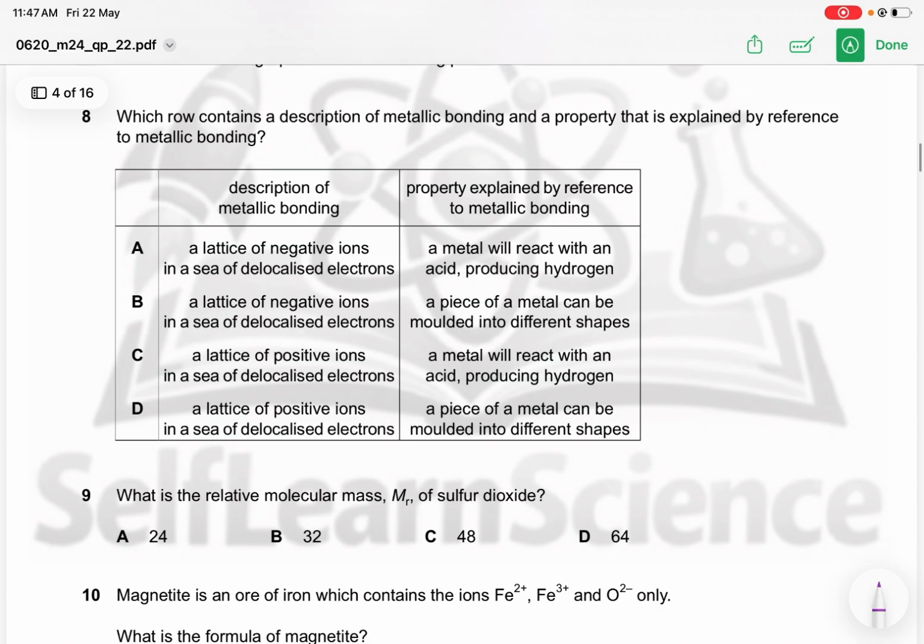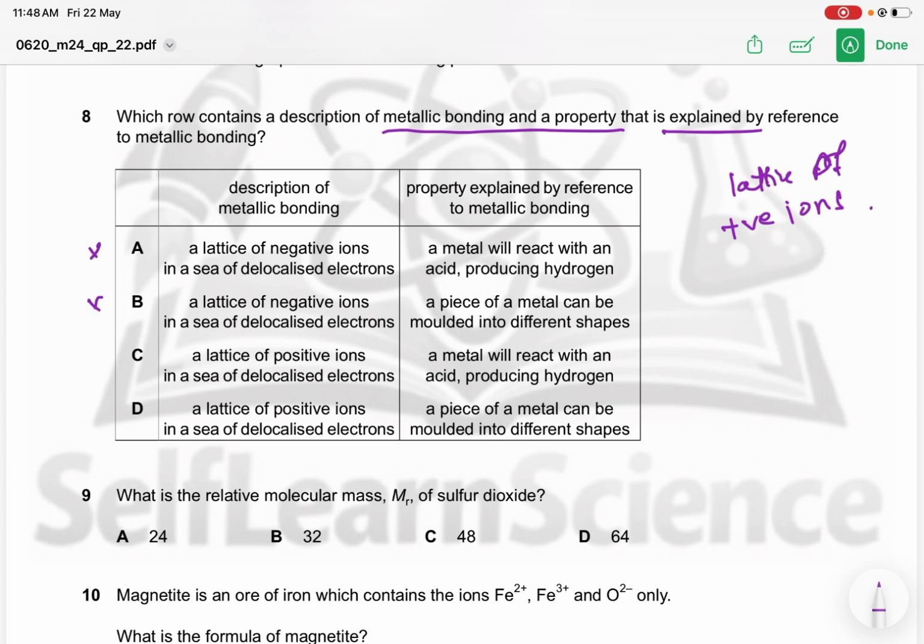Next, which row contains a description of metallic bonding and a property that is explained by reference to metallic bonding? Description of metallic bonding: a lattice of negative ions in a sea of delocalized electrons. First of all, metallic bonding is a lattice of positive ions. Okay, so both descriptions of metallic bonding in option A and option B are wrong. So these two options are automatically eliminated.